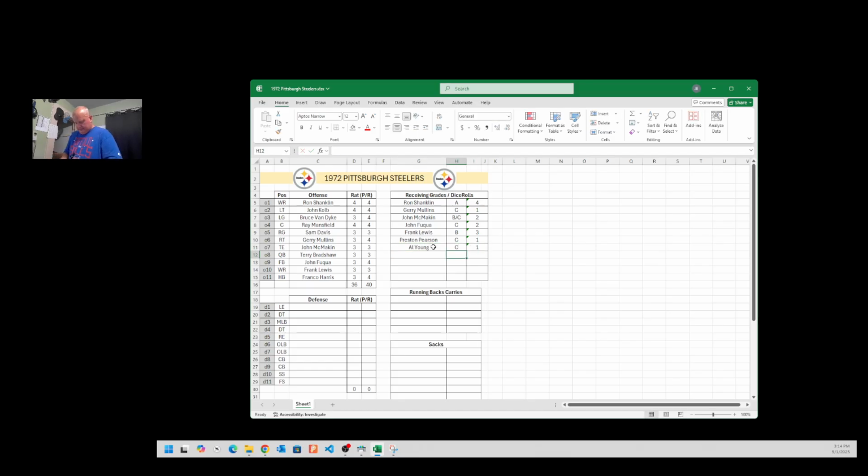You got Steve Davis. I'll tell you what, with names like Al Young, Steve Davis, Frank Lewis, Sam Davis, and it being Pittsburgh, I feel like these are guys that were just pulled out of the steel mill. You know, hey, Al Young, why don't you come play wide receiver for us? You know, that kind of thing.